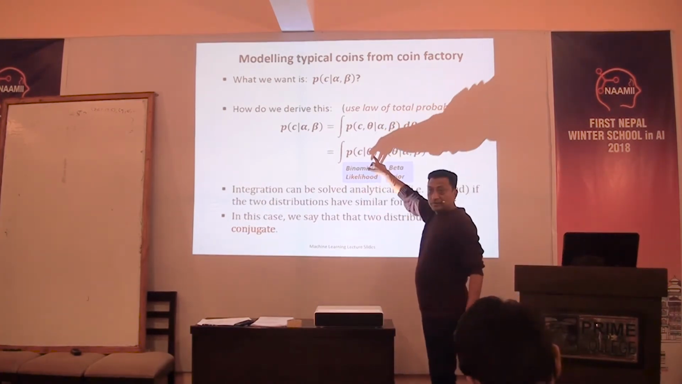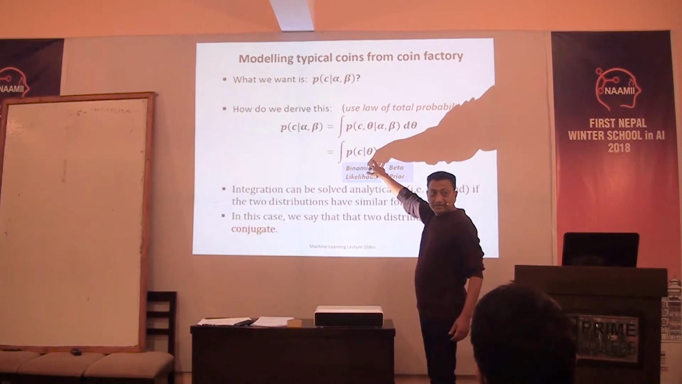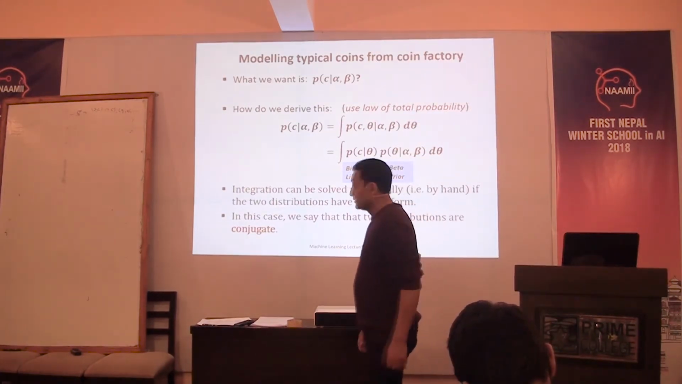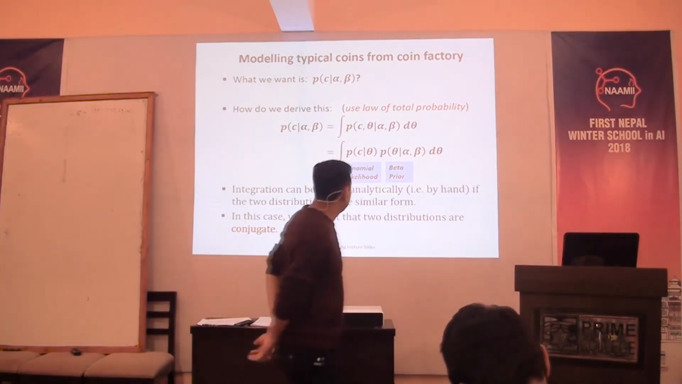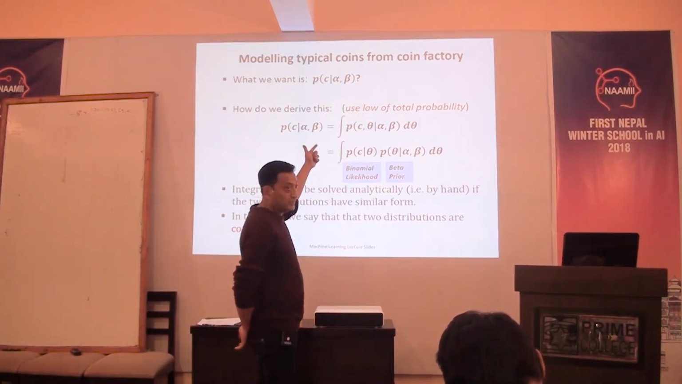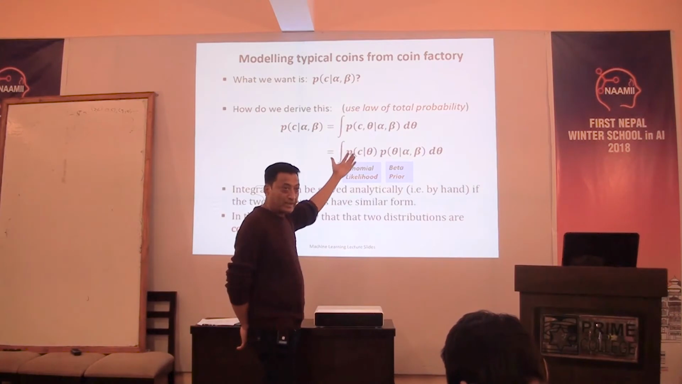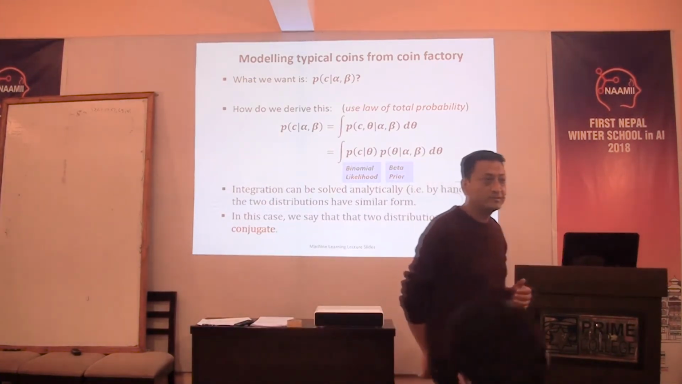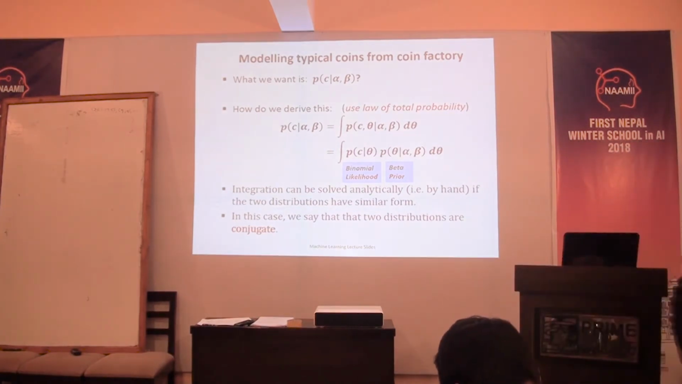And you know the binomial distribution, right? So you can plug in the binomial distribution. Okay? And I tell you what C is. So C is C1 and C2. Okay? C1 heads and C2 tails. Or whatever you like. K heads and N minus K tails. Doesn't matter.